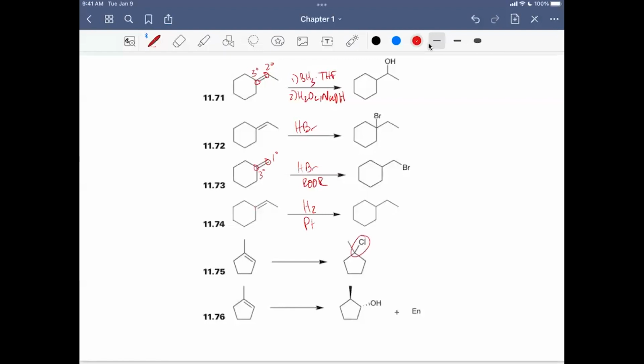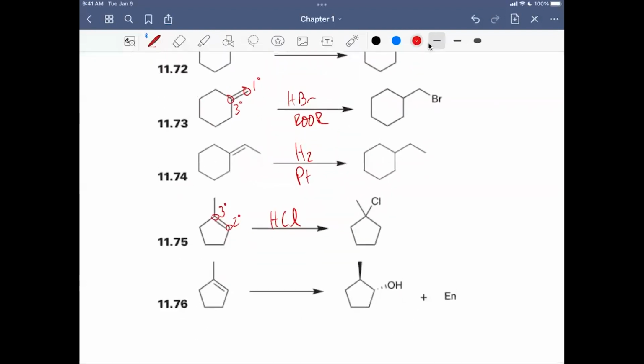For this one, we're adding a chlorine to a more substituted carbon, right? This is a tertiary, this is a secondary. That's HCl. And for this one, we're adding an OH to the least substituted carbon. This is secondary, that's tertiary. So that OH, again, we're using that same reagent that we used to start this page: BH3, THF, H2O2, NaOH. Okay.